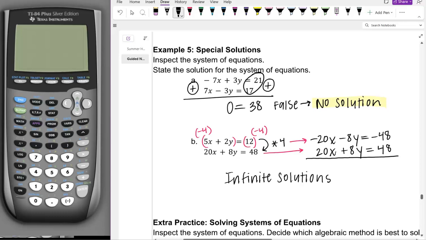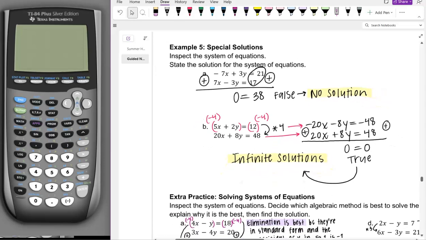So when I add those two equations together, I get 0 equals 0, a true statement, which is another way to get infinite solutions. So if you don't recognize it right off the bat, even when you go to try to solve it algebraically, you should either get false or true. False means no solution, true means infinite solutions.